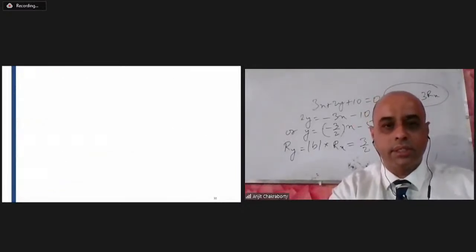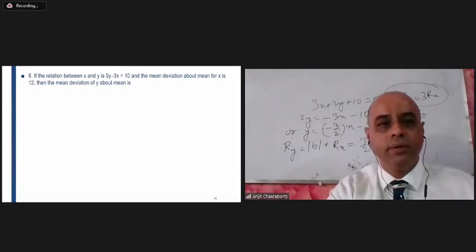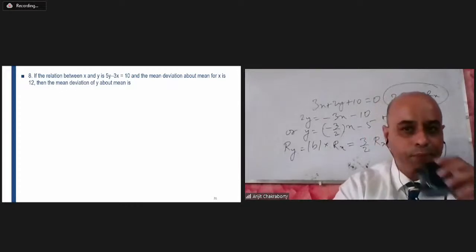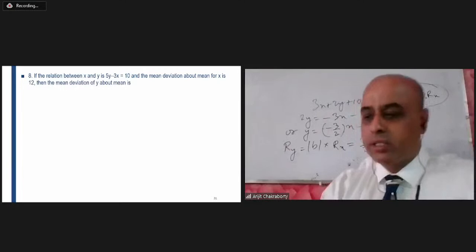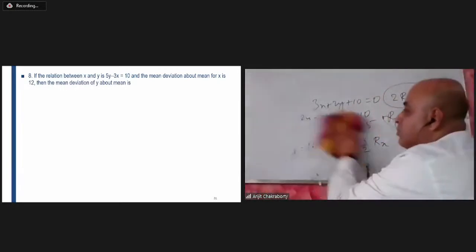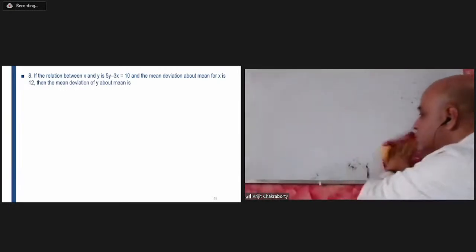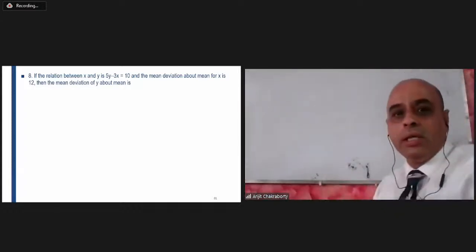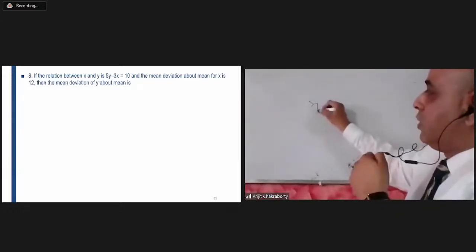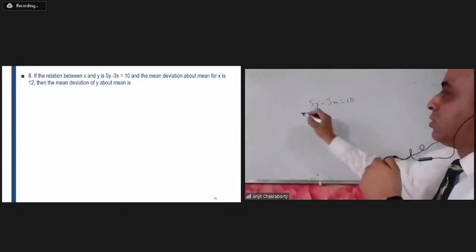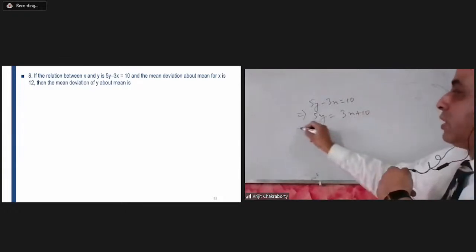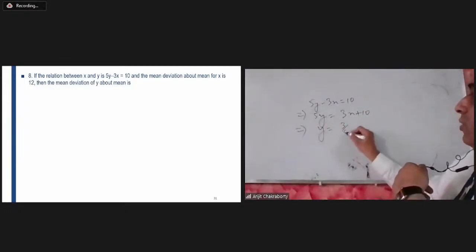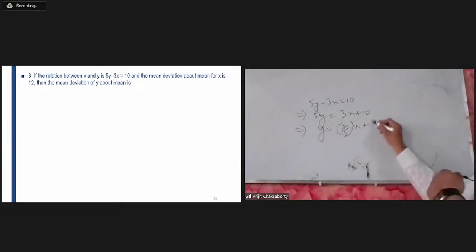Okay, so minus 6. The last one: if the relation between x and y is 5y minus 3x equal to 10, then the mean deviation of y about mean is how much? Once again, a similar type of problem, but very, very important. You can see these problems are repeatedly coming. So 5y minus 3x equal to 10. I can write 5y equal to 3x plus 10. That is, y equal to 3 by 5 into x plus 10 by 5.